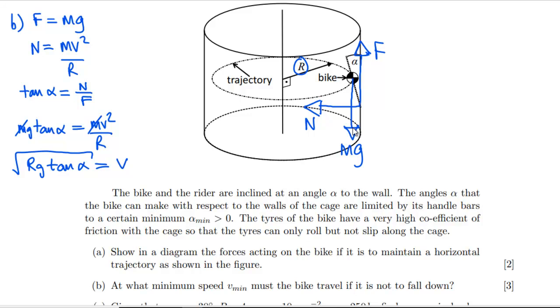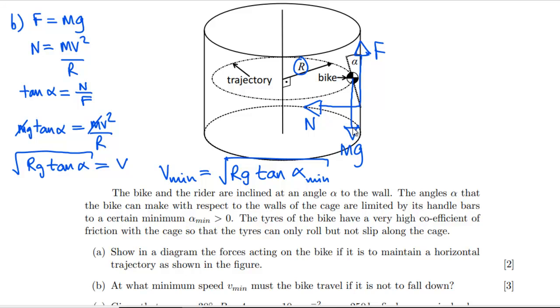So v min is going to fit in with this alpha then, isn't it? It's going to have a certain angle that we're going to go at, and the minimum of this is going to be at our minimum angle. So v min is going to be for our minimum alpha, because tan's just dropping off, and r and g are fixed, so that's going to be the square root of r g tan alpha min.